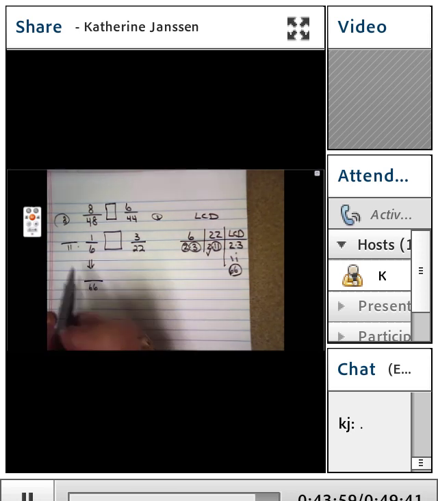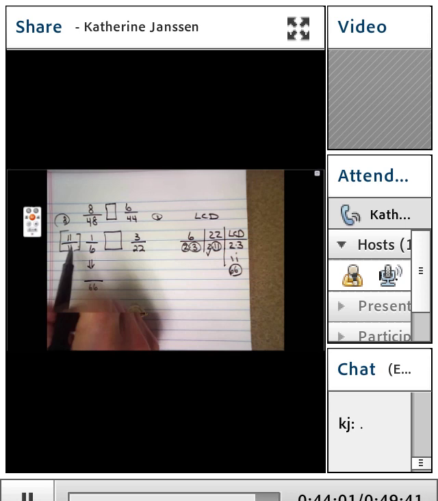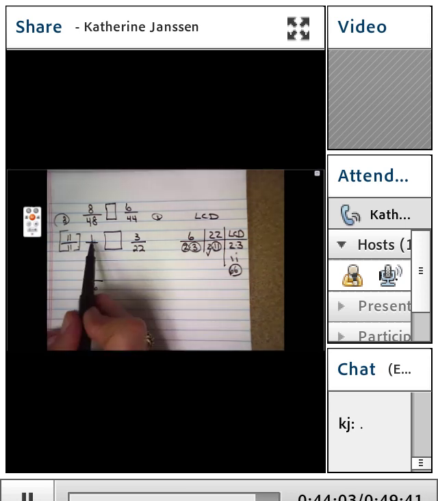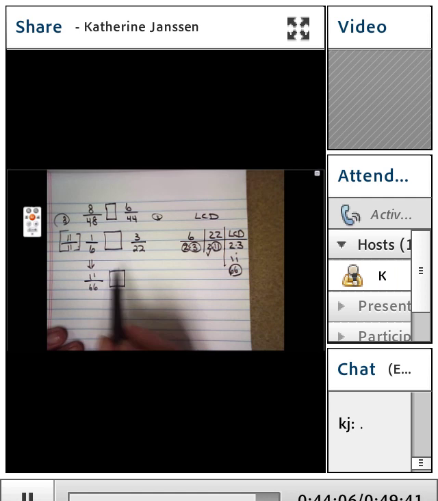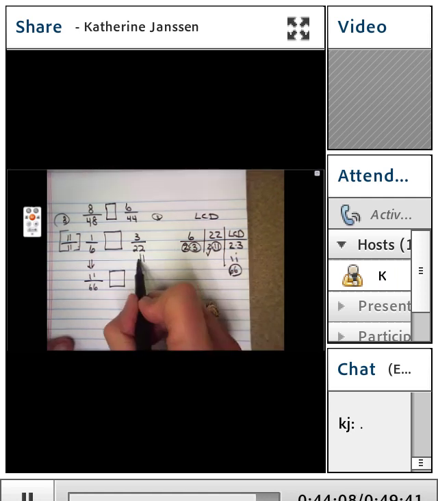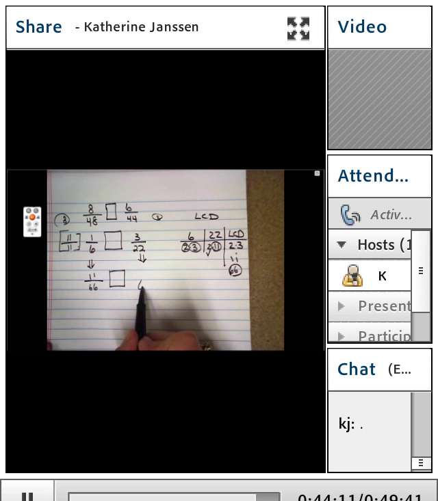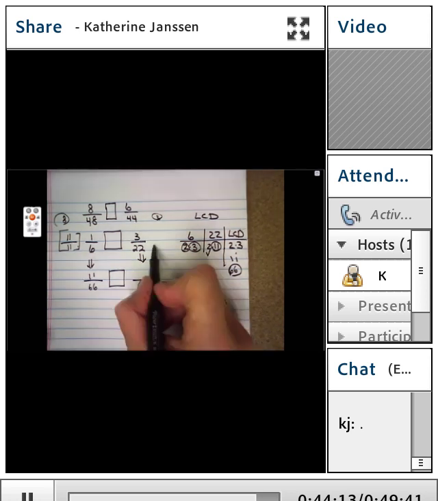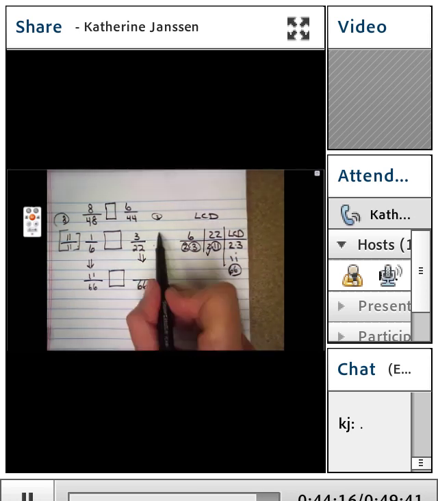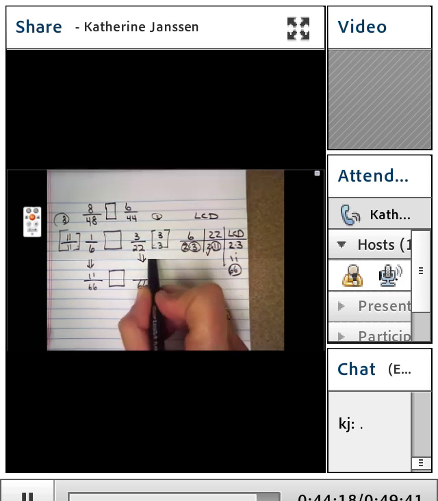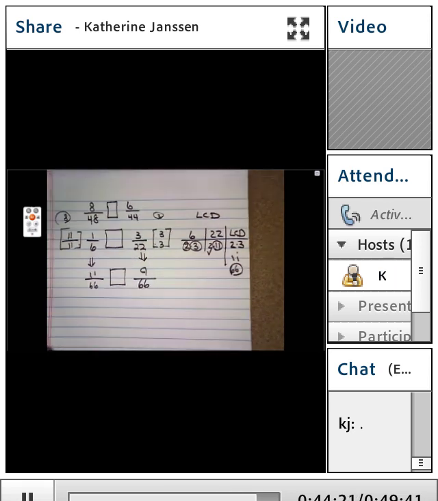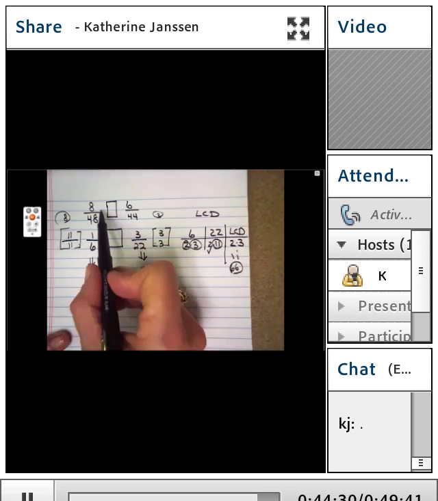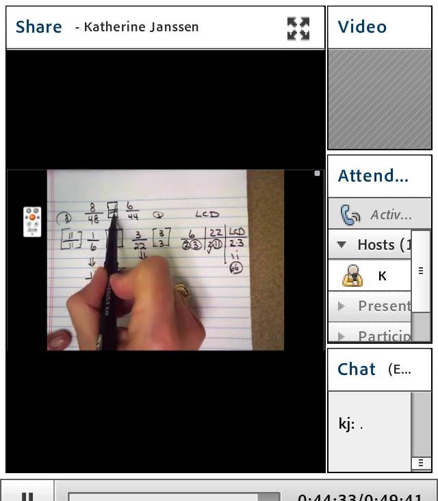So I need to multiply my numerator times 11 as another name for 1. 11 times 1 is 11. I want to convert 22 to 66. 3 times 22 would be 66, so I need to multiply the numerator by 3, and 3 times 3 is 9. 11/66 is not equal to 9/66. So we can state that 8/48 is not equal to 6/44.